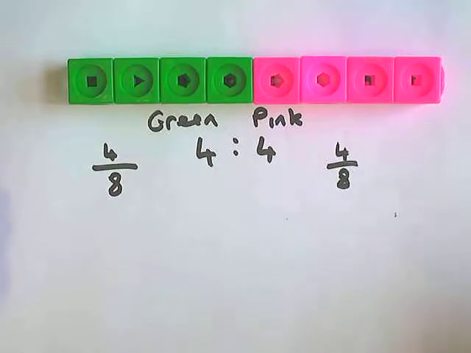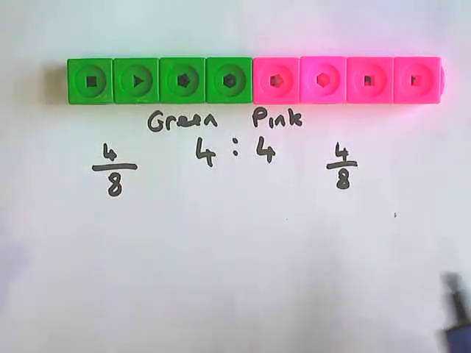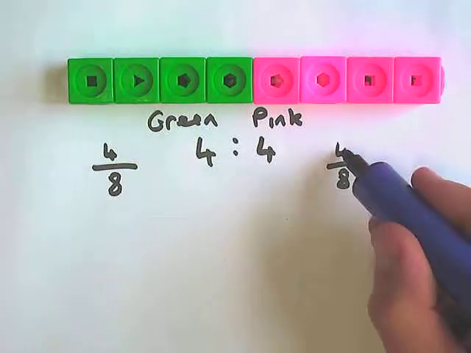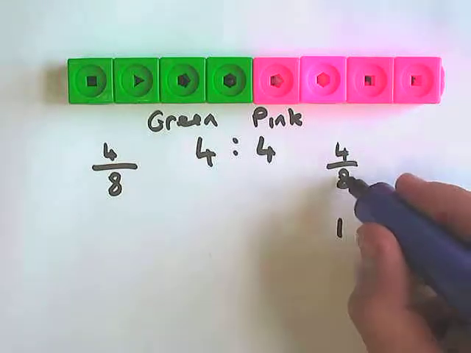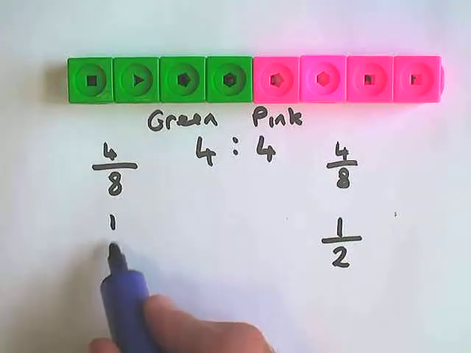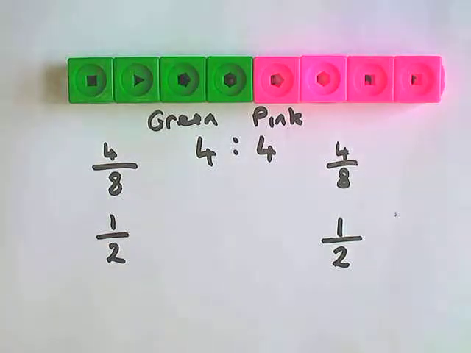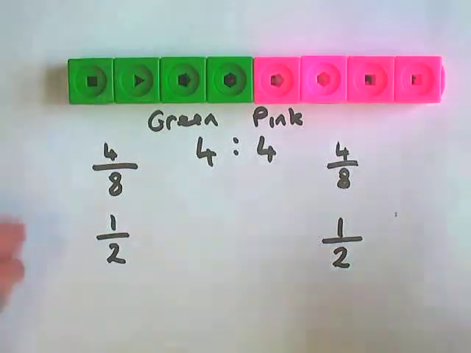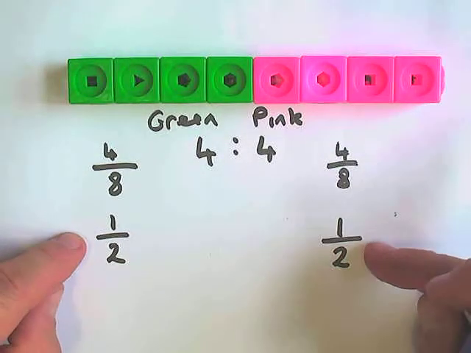Now you may remember how to simplify fractions. It's spot the times table. You might notice that 4 and 8 are both in the same times table. There's 1 four on the top and there's 2 fours on the bottom. So there's no surprise there. Half of it is green and half of it is pink. So those are the fractions.